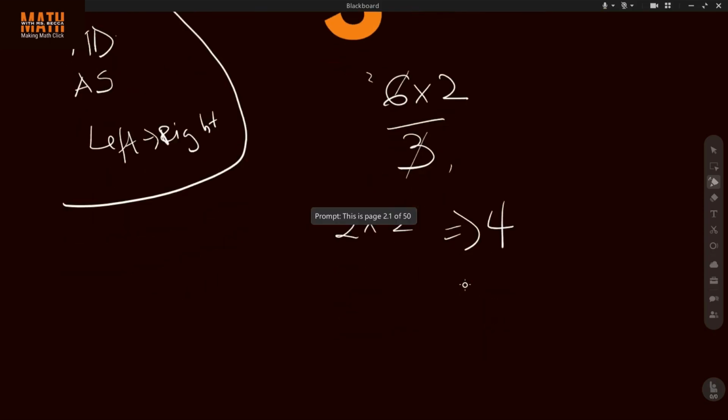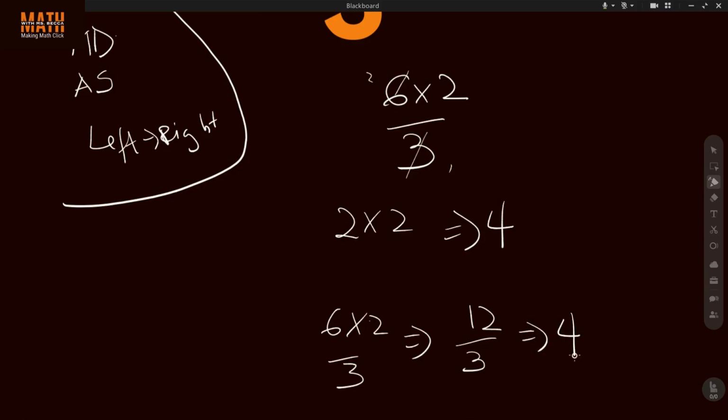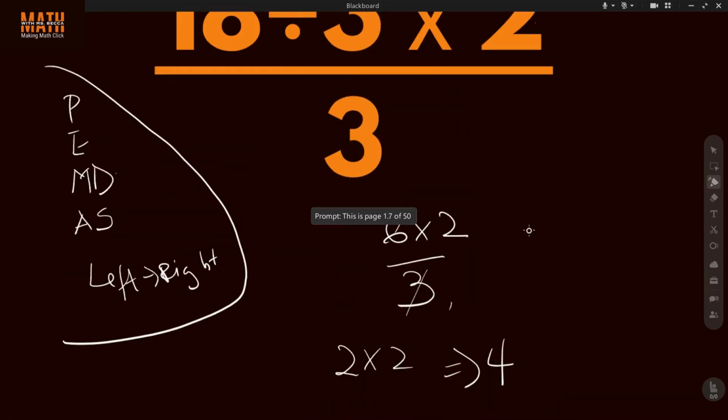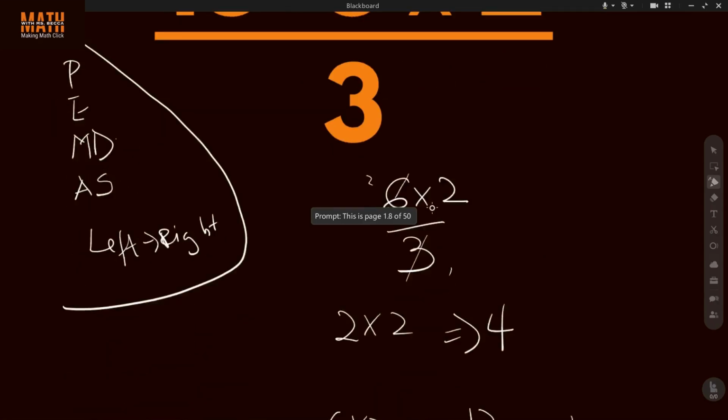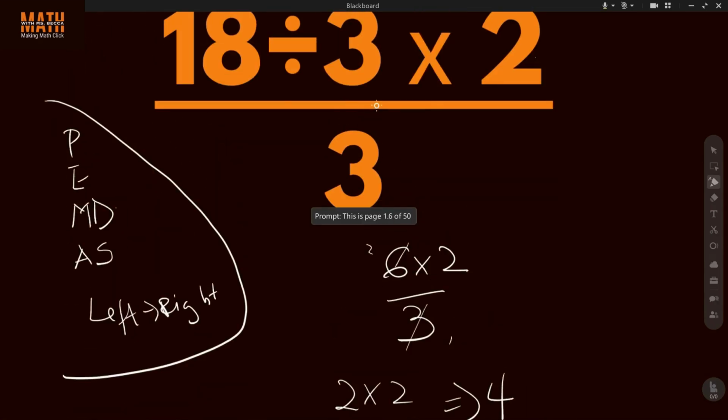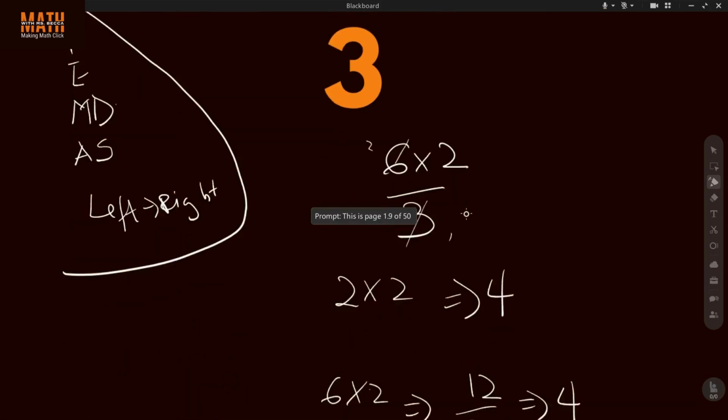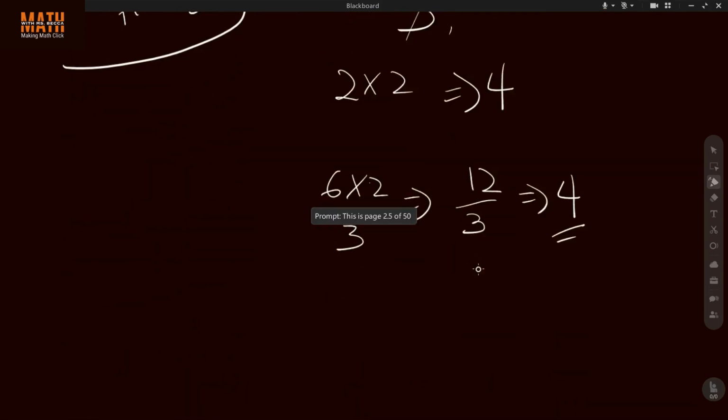Or you can also say 6 times 2 over 3. 6 times 2 is 12. 12 over 3 gives 4. You still get the correct answer, but make sure that you do not multiply before you divide. You have to divide before multiplying whenever multiplication and division appear together in the same question.